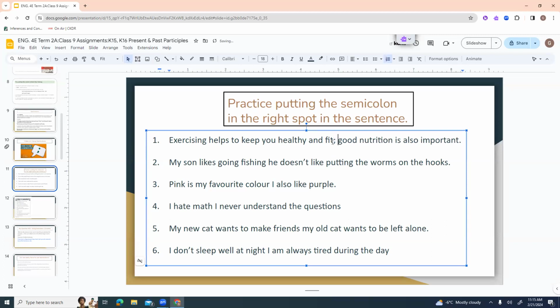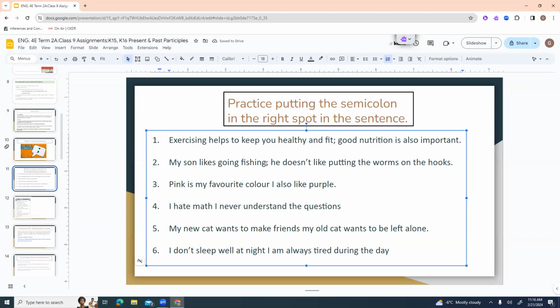So semicolon, space. My son likes going fishing. He doesn't like putting the worms on the hooks. So my son likes going fishing is a sentence all by itself. And so I'm going to put my semicolon there, and then I'm just going to read it back and make sure it makes sense.